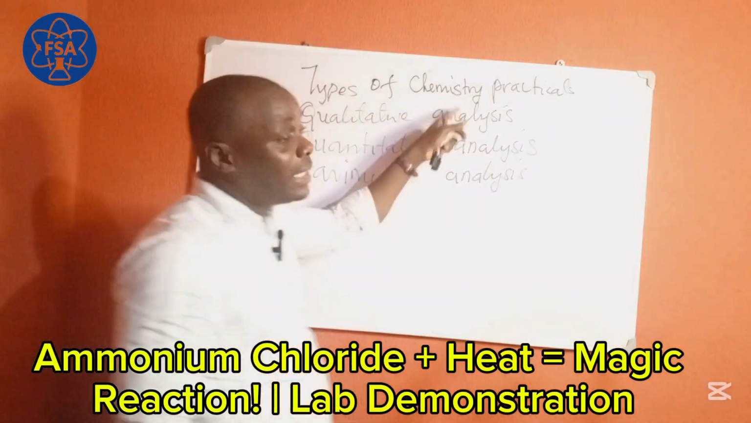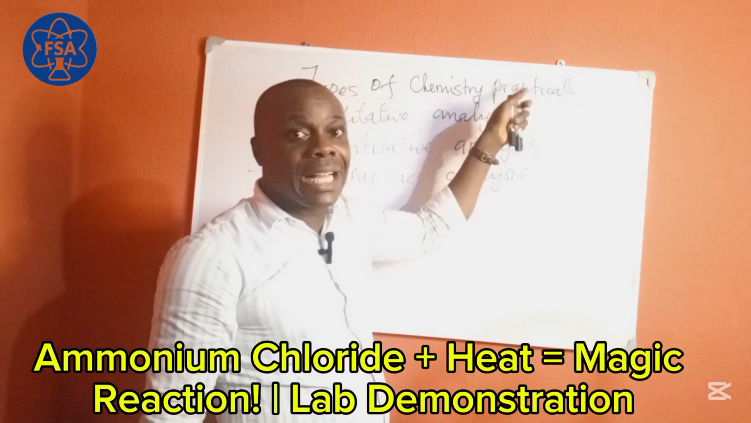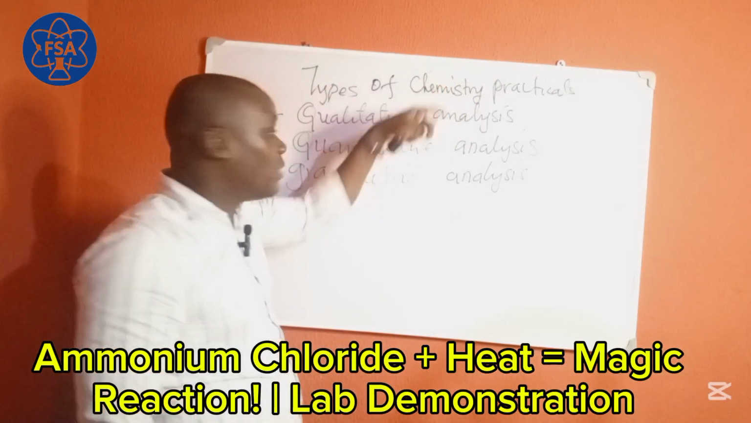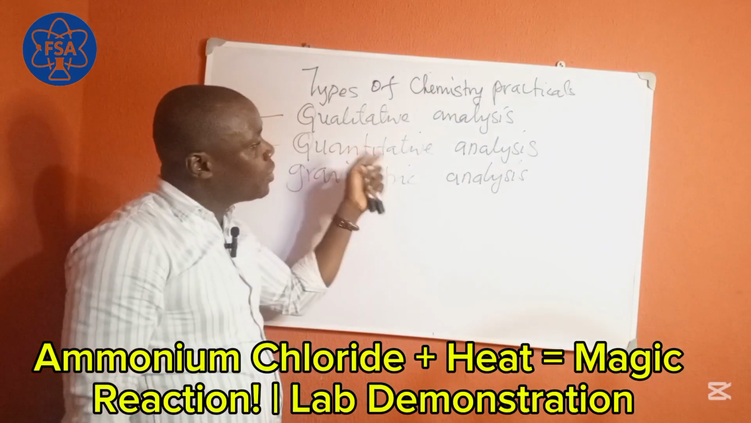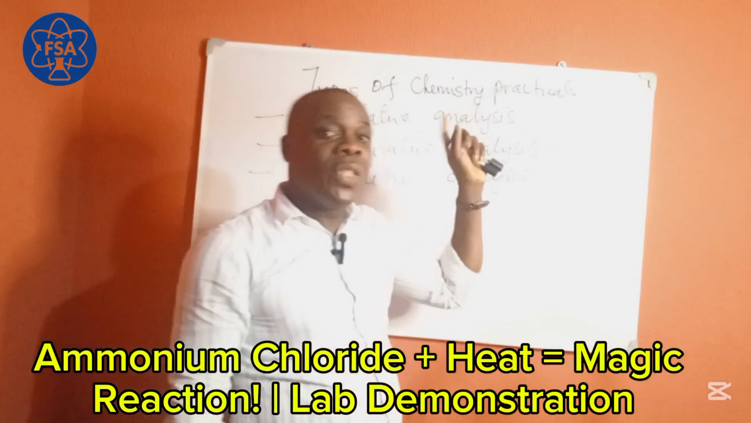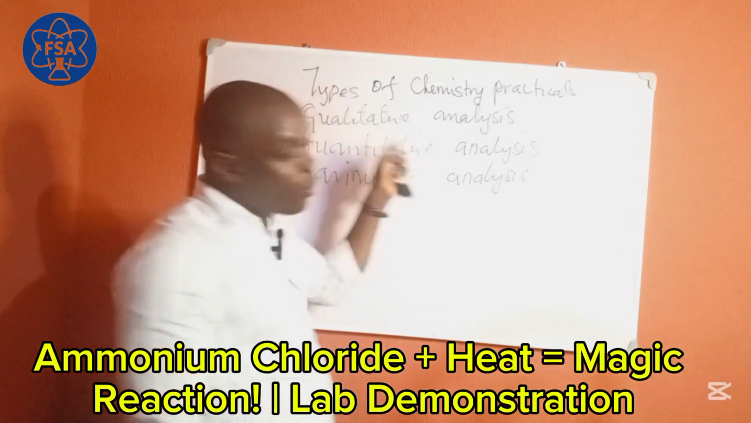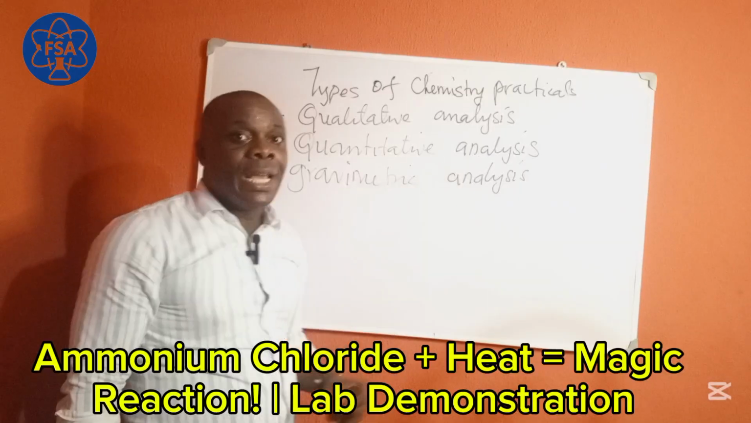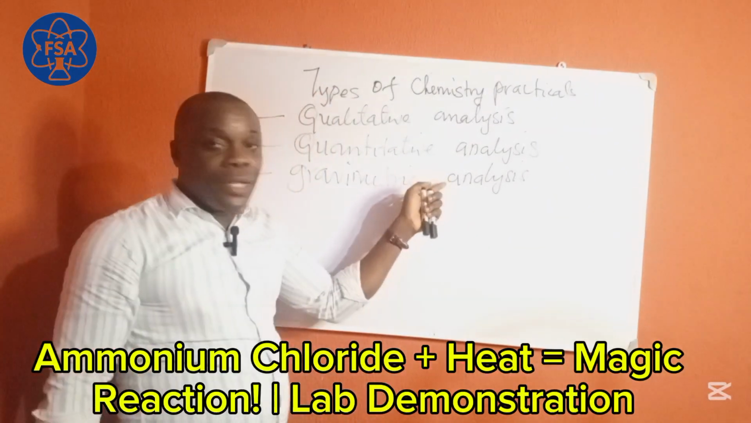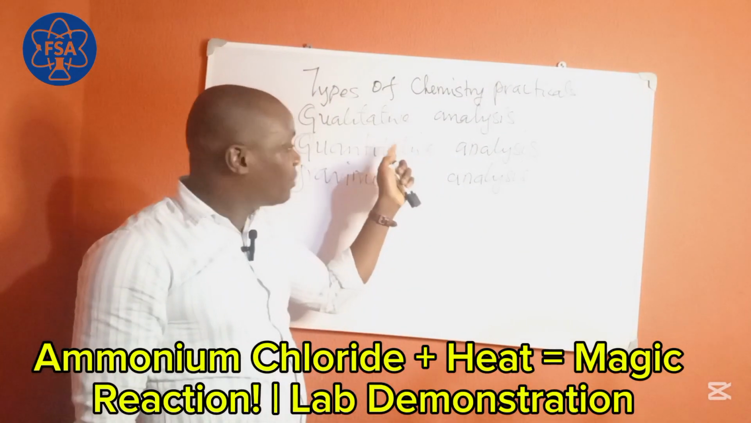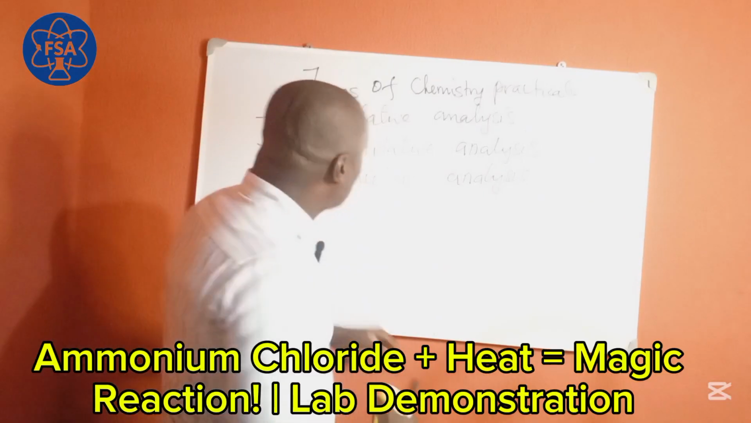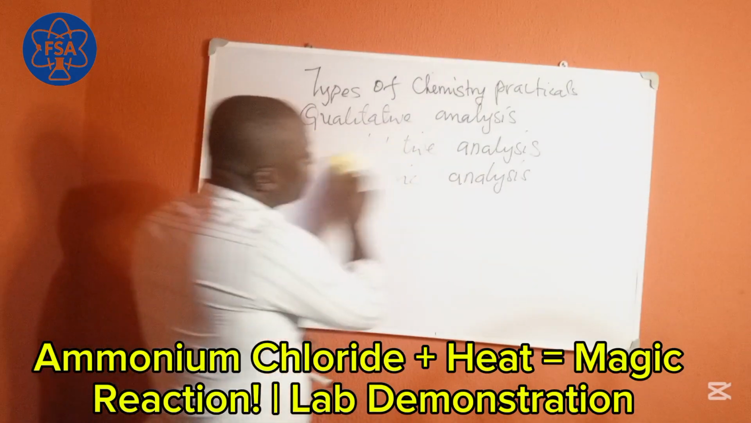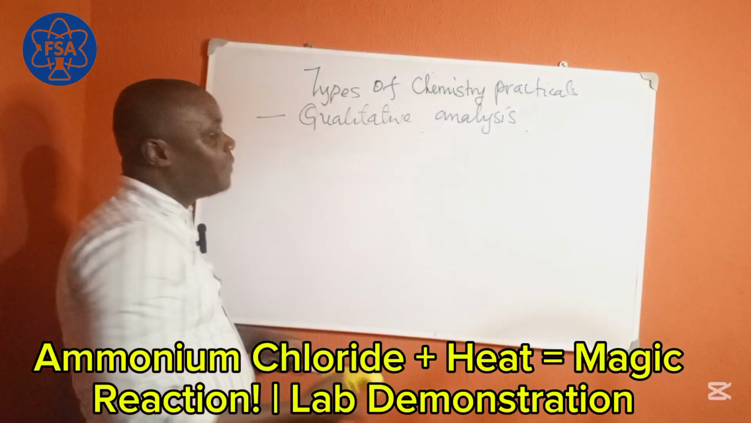Qualitative analysis is basically for identification of the cations or anions that are present in the particular compound you want to check. Quantitative analysis has to do with the volume that is present, while gravimetric has to do with the weight of the particular sample you are trying to analyze. But today, we are going to look at qualitative analysis.